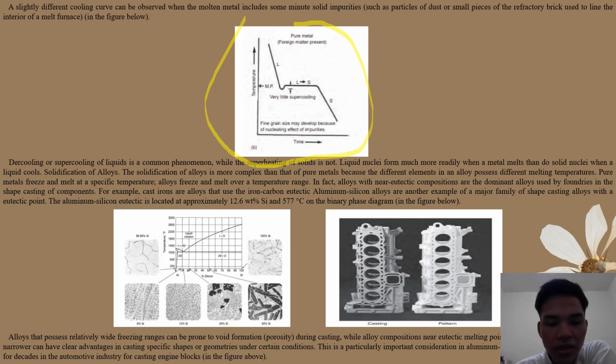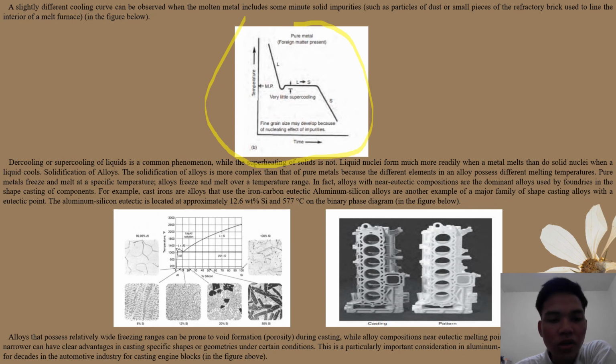Solidification of alloys. The solidification of alloys is more complex than that of pure metals because the different elements in alloys possess different melting temperatures. Pure metals freeze and melt at a specific temperature. Alloys freeze and melt over a temperature range. In fact, alloys with near-eutectic composition are the dominant alloys used by foundries in the casting of components. For example, cast irons use the iron-carbon system, and aluminum-silicon alloys are another example of a major family of casting alloys with a eutectic point.